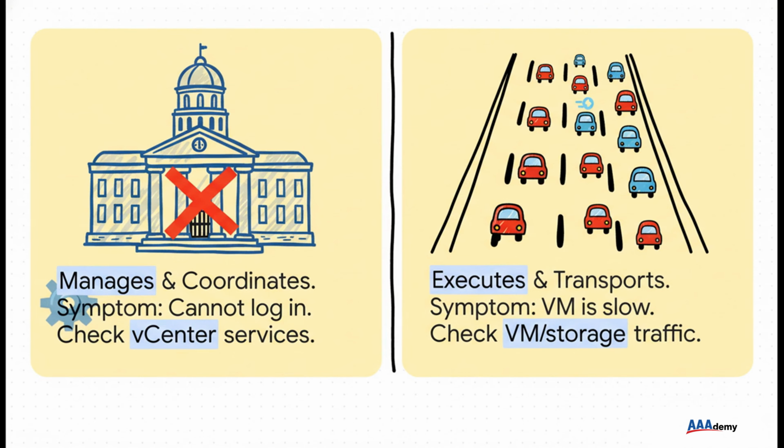So here's the bottom line, and this is so critical. Just knowing which plane a problem is on is your first big win. If you can't log into vCenter, well, that's a control plane issue. But if your VM is slow or offline, but vCenter itself looks totally fine, your investigation needs to start in the data plane. Just making that one distinction can save you hours of chasing the wrong clues.